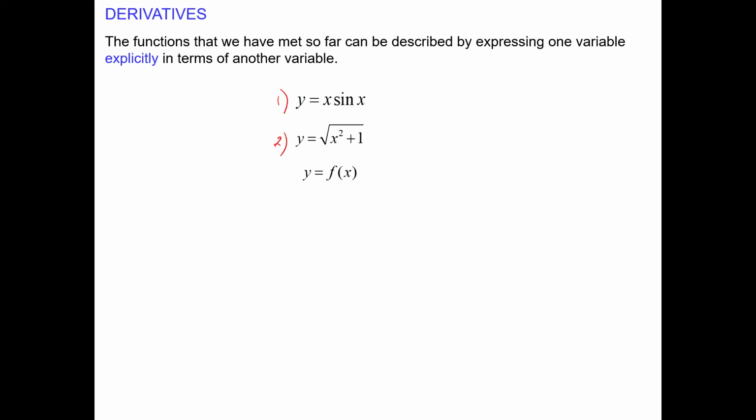x times sine of x, we will use the product rule for the first one. Square root of x squared plus 1, in order to differentiate, we will use the chain rule. And in general, this is the equation: y is basically isolated on one side, and the entire independent variable x is on the other side. So we have no problem finding these derivatives.